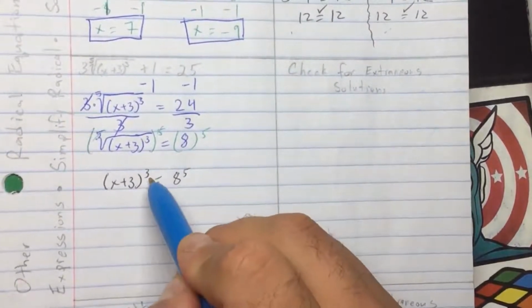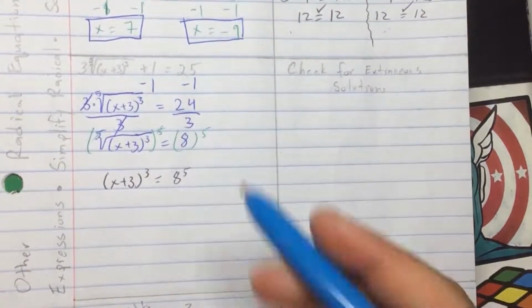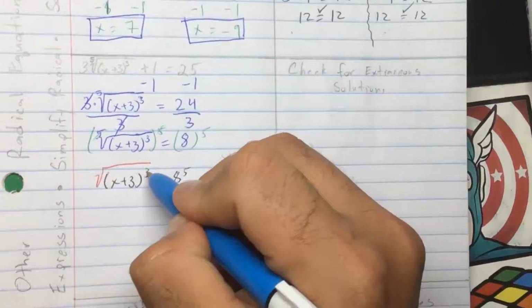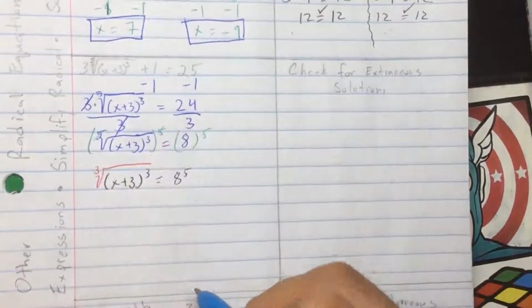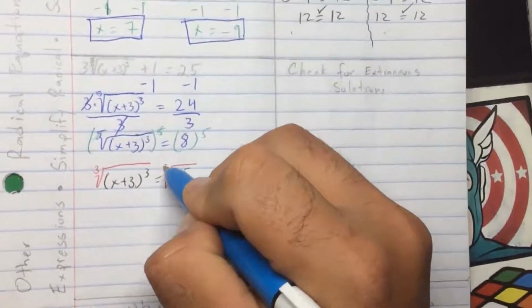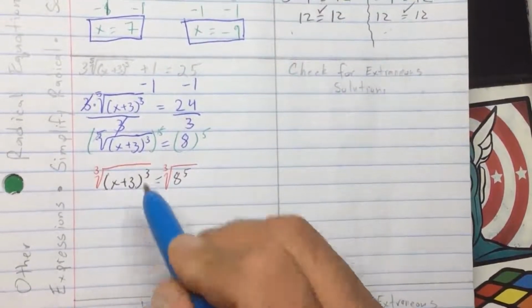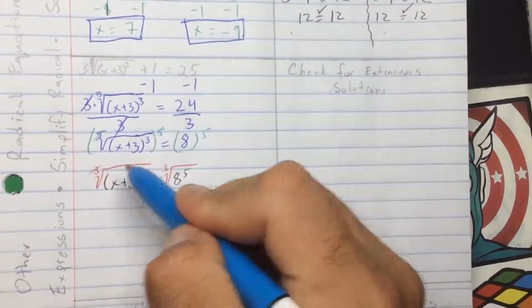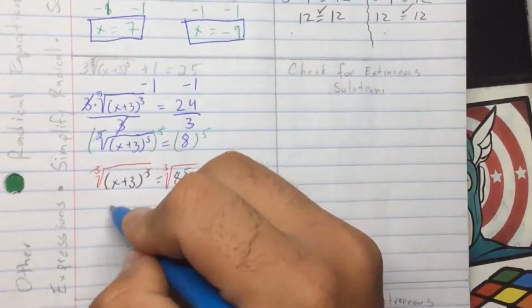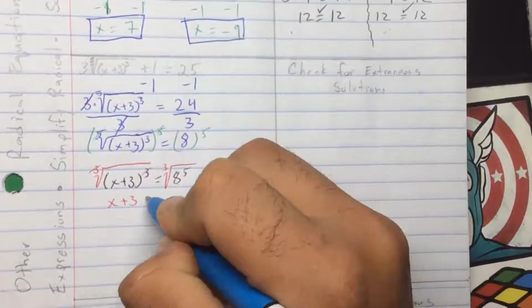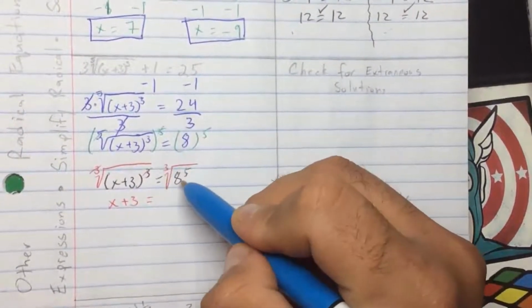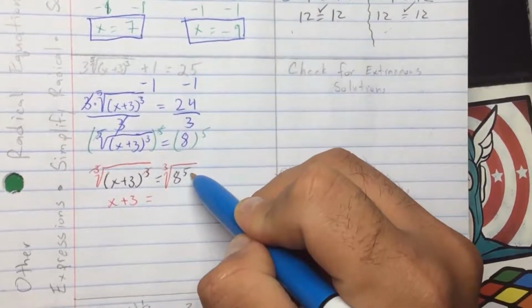Alright, so in order to get rid of this, now we have to take the cubic root, because remember this is to the third power, so we've got to take a cubic root here. So we also have to take a cubic root here. And this simplifies out here, leaving us just with x plus 3 equal to the cube root of 8 to the fifth power.